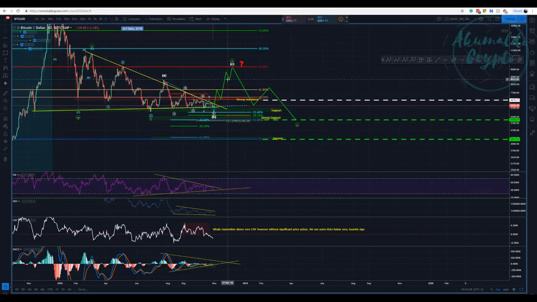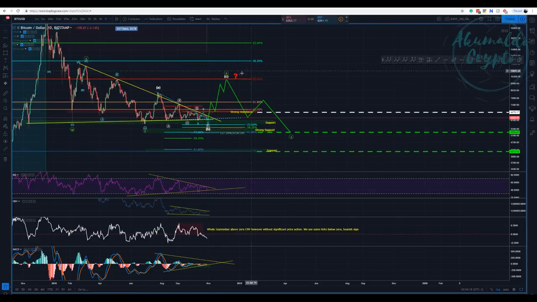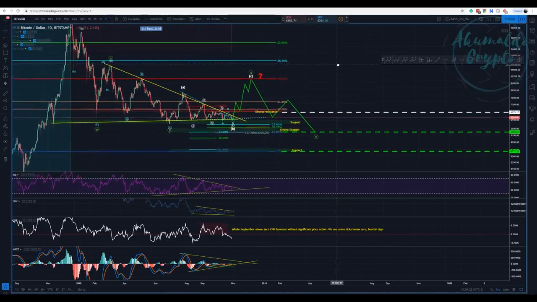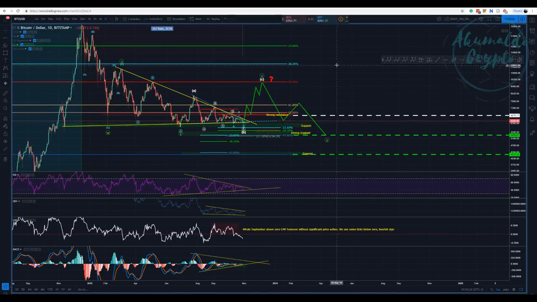That would be something where I would need to reconsider this whole structure here. Of course, it wouldn't be a whole different count, but I would need to rethink some of my targets here. But that's why we are here, right? To be open to new options. The market is always changing, and that's how we need to react to the market. Be water, not stone.